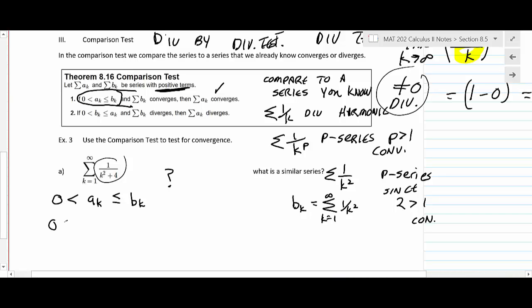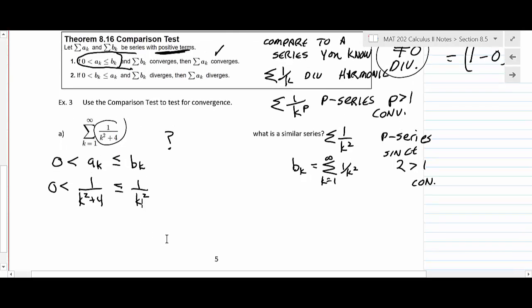So let's write down what we have. a sub k is what I gave you: 1 over k squared plus 4. Let's see if that's less than or equal to 1 over k squared. Most of the time you just do this kind of thing in your head. Let's say, for instance, that k is equal to 1. Then you would have 0 is less than 1 over 1 squared plus 4, less than or equal to 1 over 1 squared. Is that true? Yep, absolutely, because you get 0 is less than 1/5, which is less than or equal to 1 over 1.